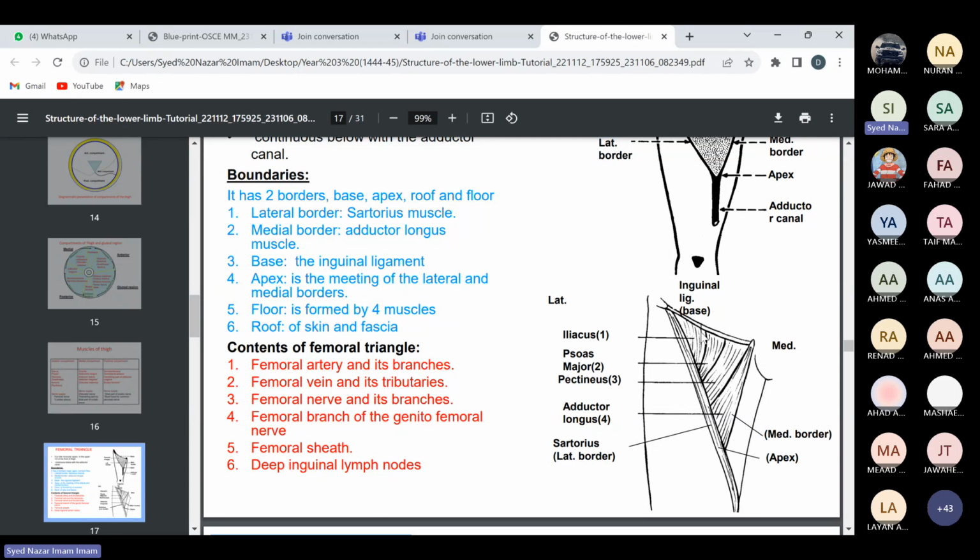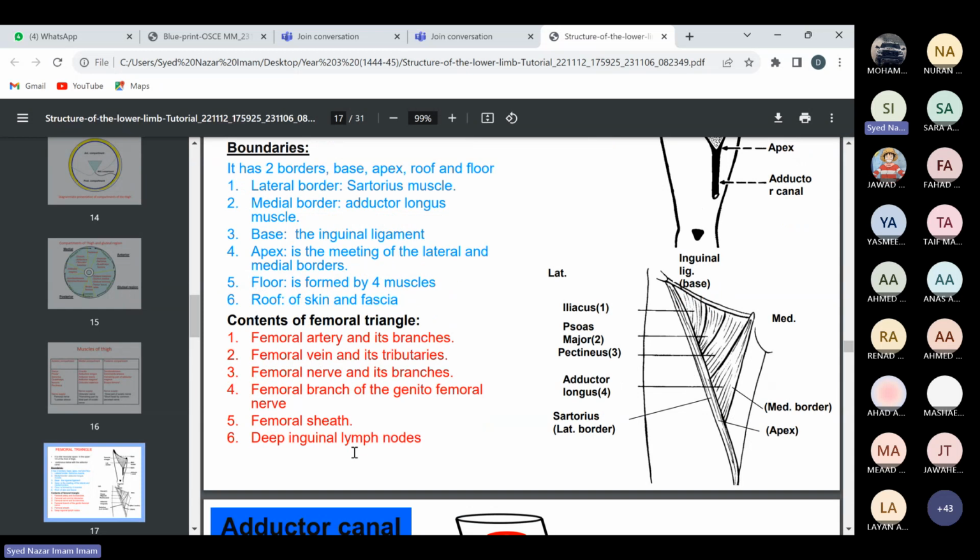We have the anterior compartment muscles coming, iliacus, psoas major. Then just below the iliacus and psoas major, we have the pectineus, as I told you, and then we have the adductor longus. Laterally it is formed by sartorius, and medially it is formed by the adductor longus. So these four muscles are forming the floor of the femoral triangle. You have to remember it and identify this. Content is all femoral structures with deep inguinal limb and femoral sheath. This is about the femoral triangle.